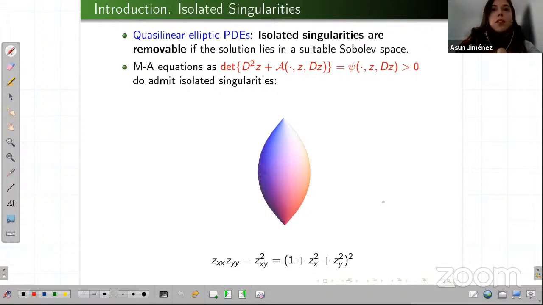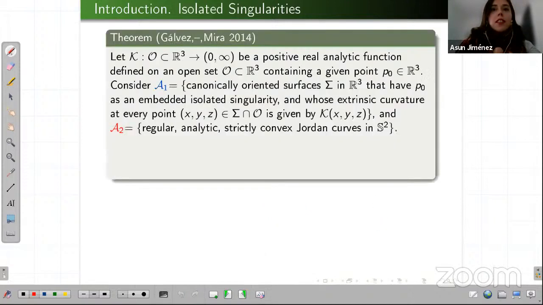I think the mouse is not working. See, now it's working.